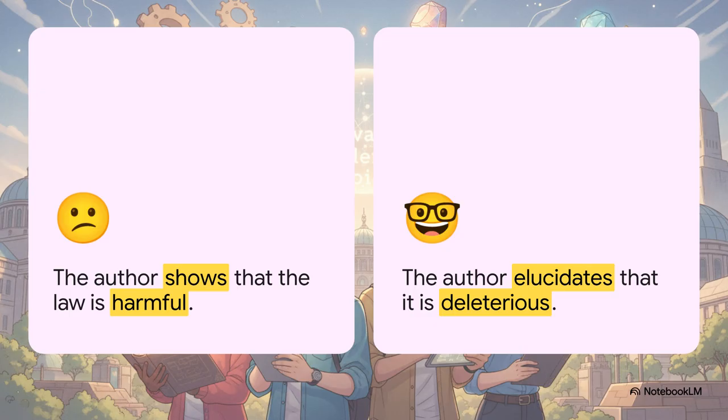The author elucidates how the proposed legislation is deleterious to the city's marginalized populations. I mean, the difference is night and day, isn't it?